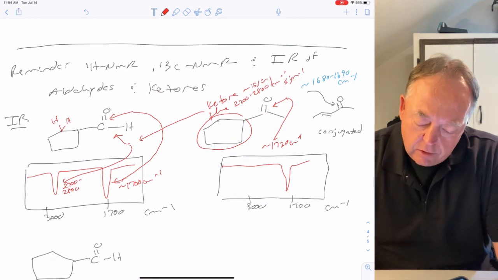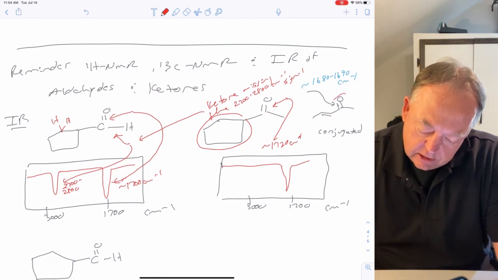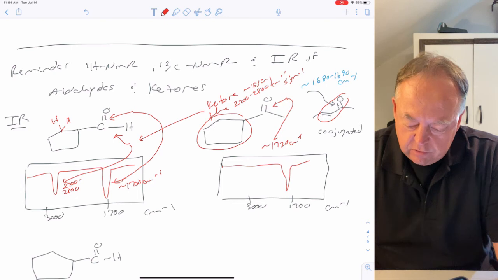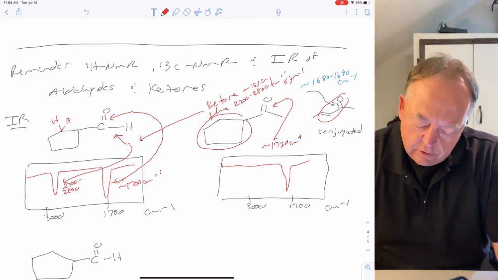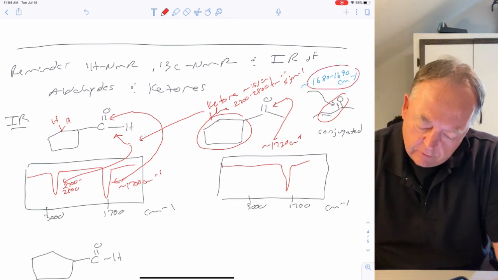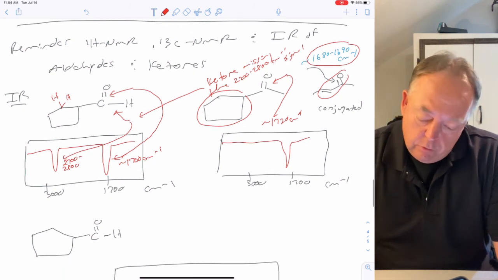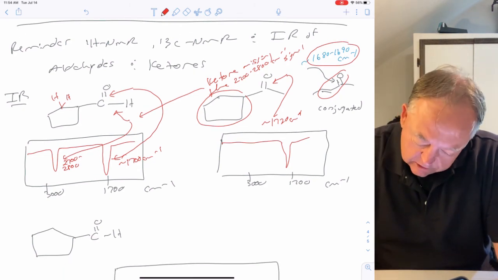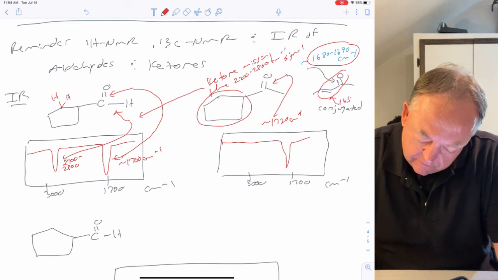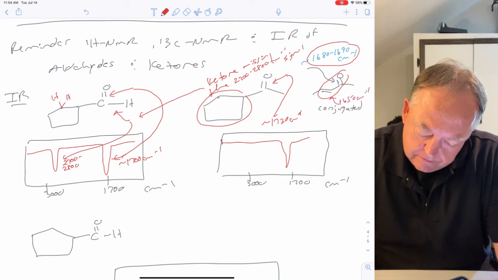And if the C double bond O is in conjugation, right, these are conjugated double bonds, then that shifts them to a shorter wave number. So then those C double bond O now would be around 1680 to 1690 centimeters. So you wouldn't want to confuse that. Well, the C double bond C is around 1650 centimeters, right?